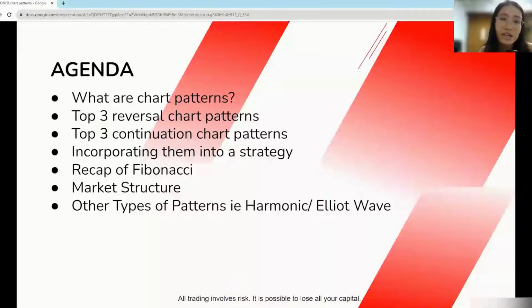Here is our agenda for today. We're just going to get right into chart patterns, looking at the top 3 reversal chart patterns and the top 3 continuation chart patterns. And then we're going to look at how we can incorporate them into a strategy. If we have time after that, which we probably should have, we'll then do a recap of Fibonacci and market structure, because that leads us into other types of patterns, such as your harmonic patterns and your Elliott wave patterns as well. So we're just going to add a bit of bonus for this webinar.